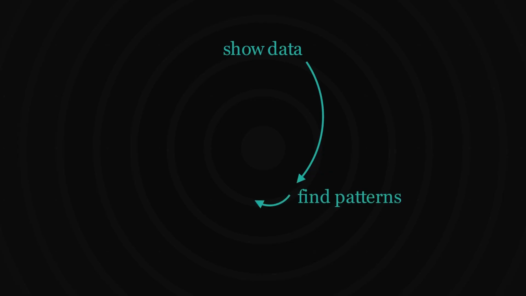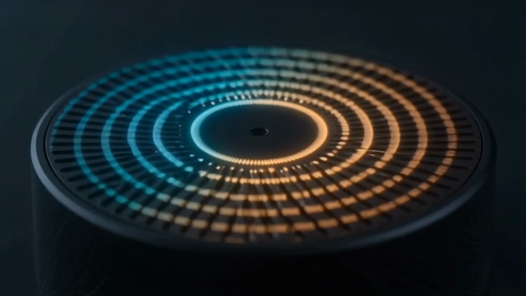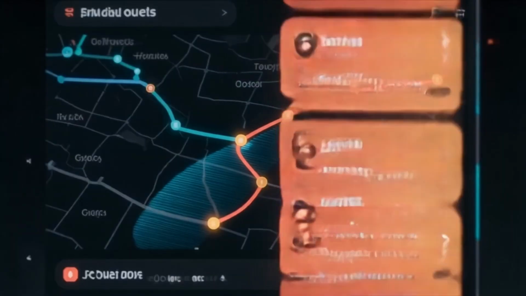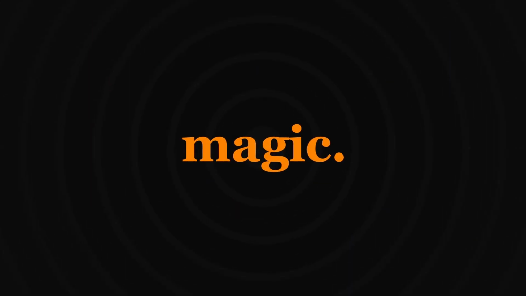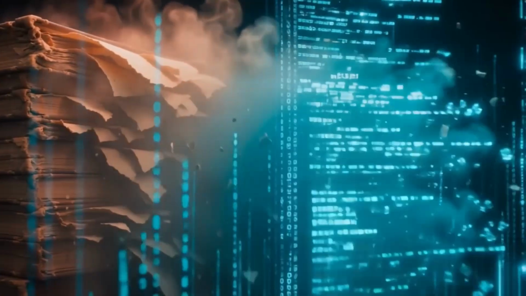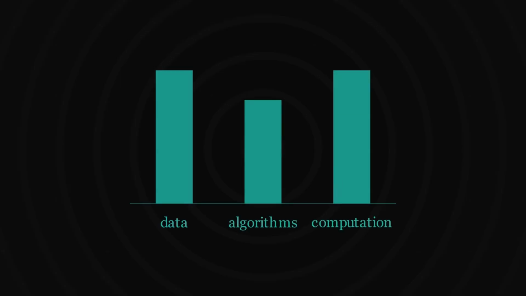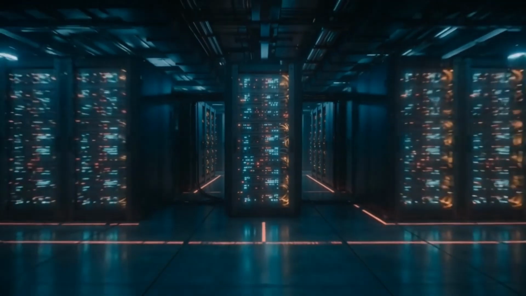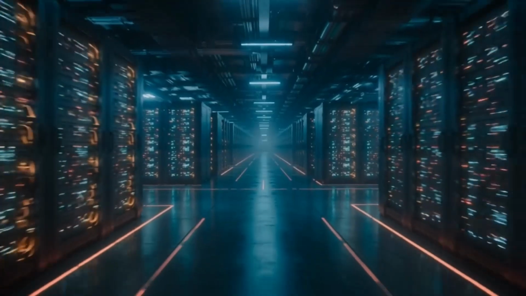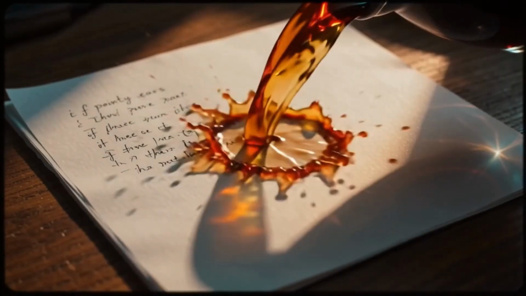That same loop, show data, find patterns, make predictions, is running underneath almost every piece of software that feels intelligent today. The reason it got powerful enough to do all of that isn't magic. It's because we gave up on writing rules and started giving machines data instead. More data, better algorithms, more computation. That's been the story of the last decade. And it's still going.